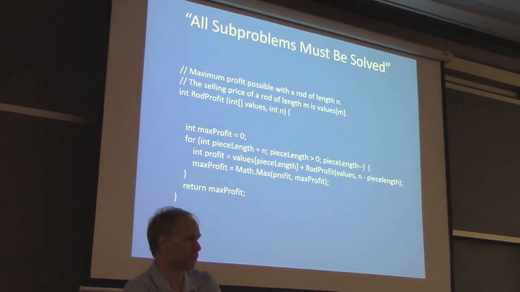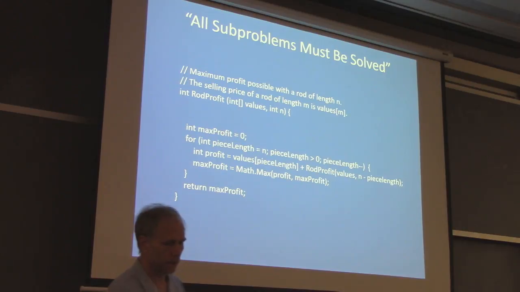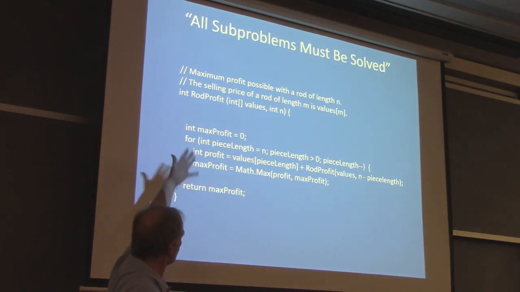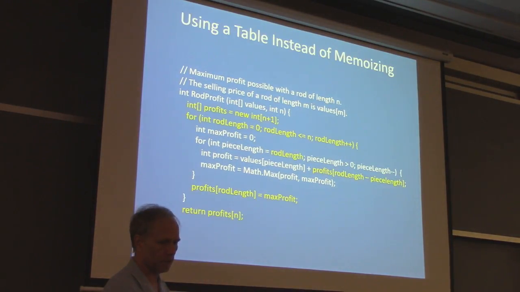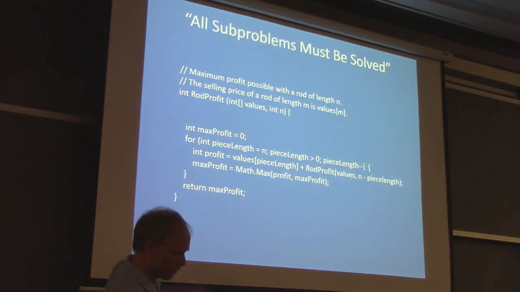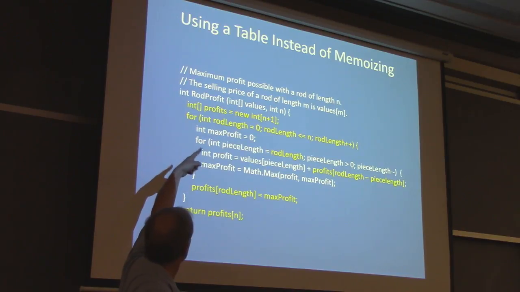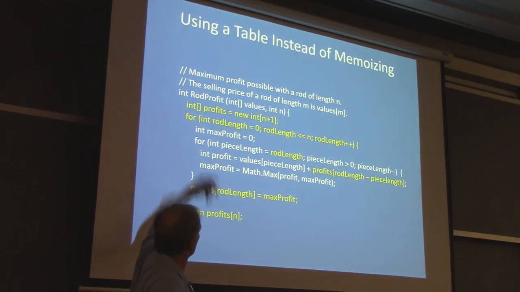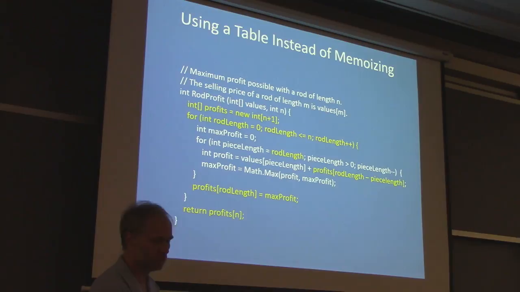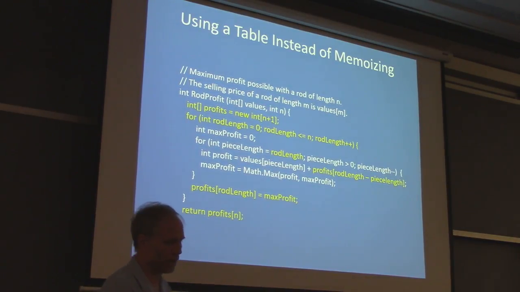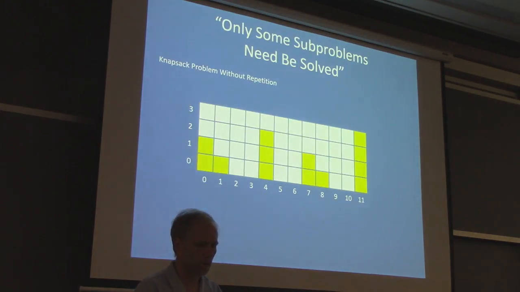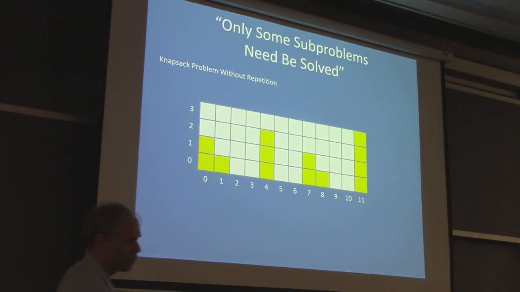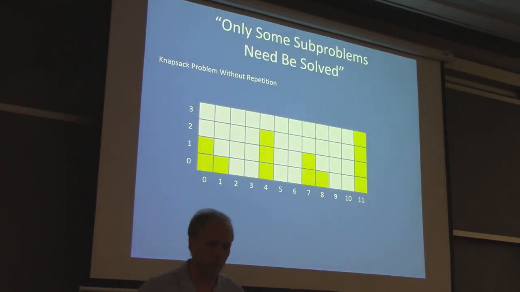Yeah, all subproblems have to be solved. So that's the pure recursive version without memoizing. To make it iterative, you can see all we had to do, you can see the yellow we added. We just added a loop around this to fill in the table. Okay, well, that's easy to do. Only some problems need to be solved. So that was our use case for memoizing.